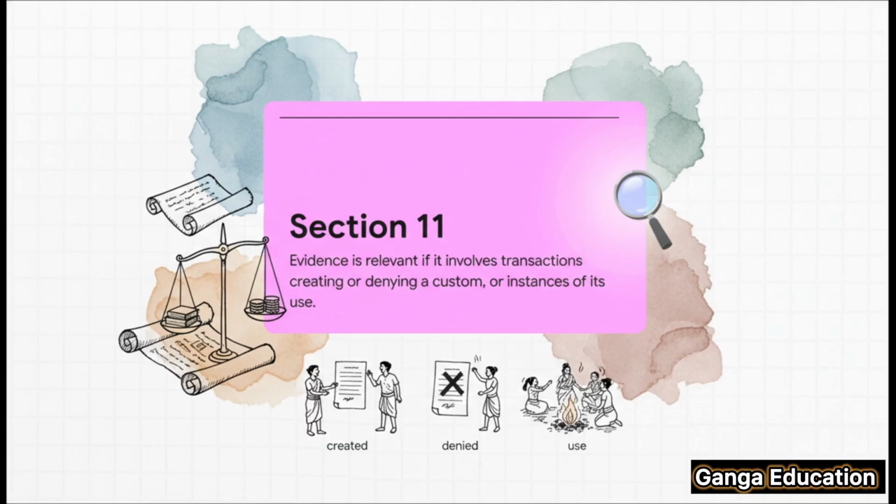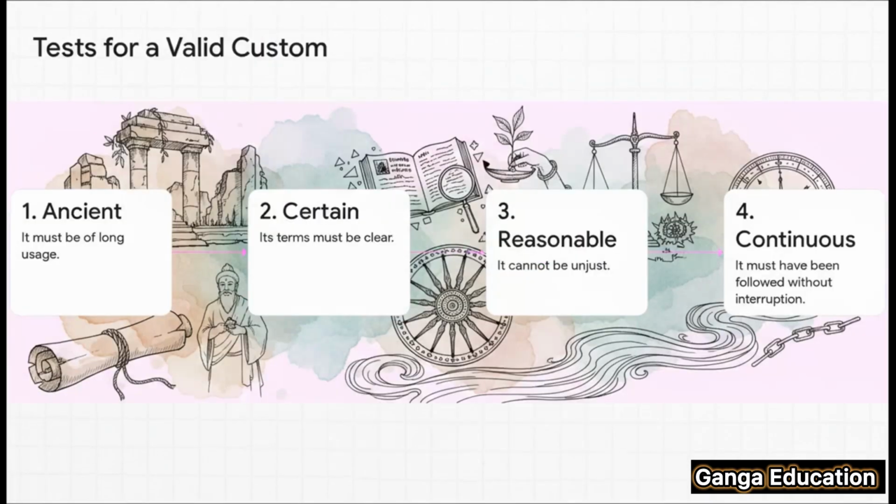And what it says is that any evidence showing a history of this custom, whether it's being created, fought over, or just plain used, is relevant for the court to consider. But hold on, not just any old tradition gets to be called a law. The Supreme Court has laid out a very strict four-part test.